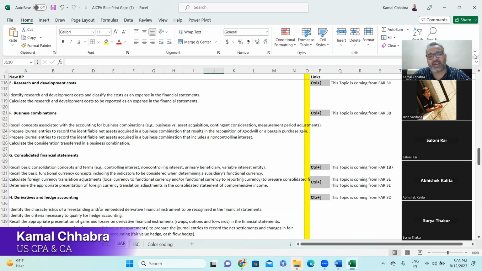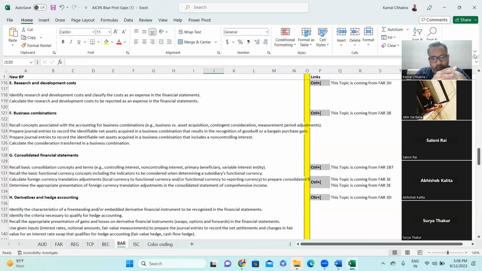Right? So we need to broaden our horizon when we think about any particular concept. That's the whole objective of the classes: I try to help you broaden your spectrum to look at things from a different angle. So when it comes to research and development costs, there are two parts of it. One part is the cost which you are investing on research, and the second part is the development cost.